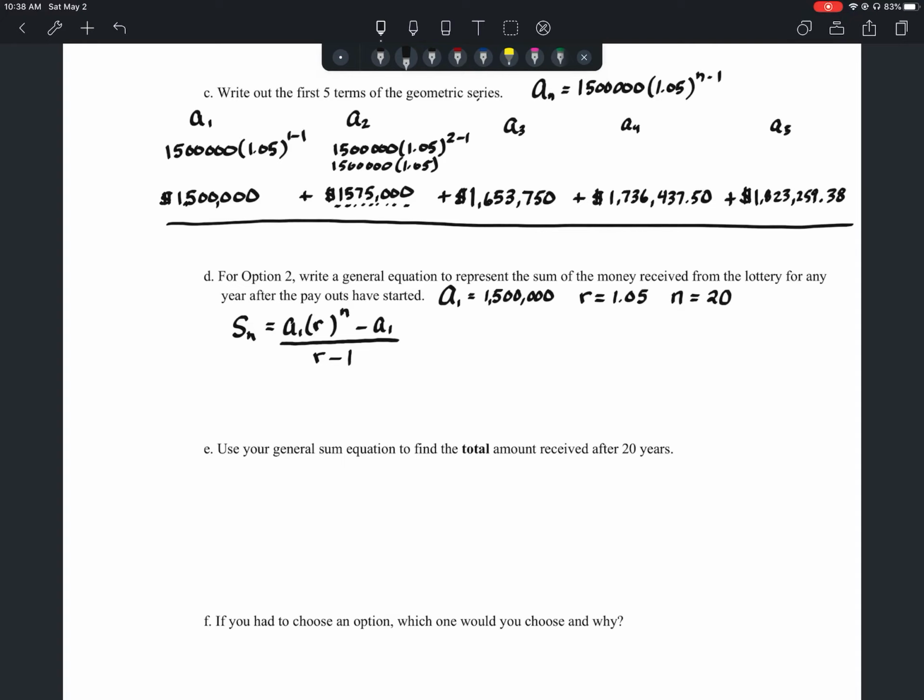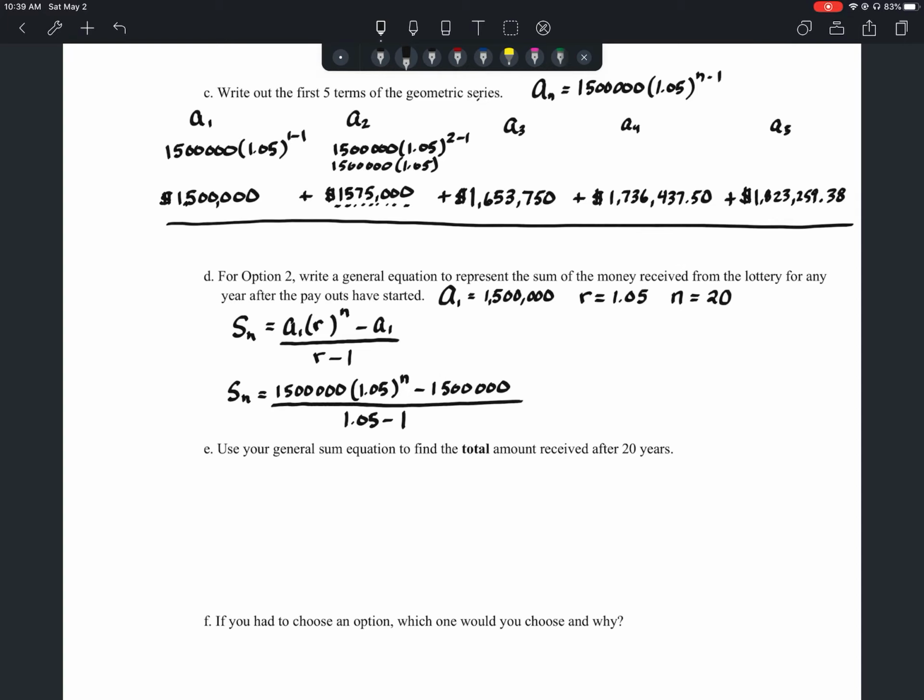So for this case here, we would say that S sub n would equal 1,500,000 times 1.05 raised to the power of n minus 1,500,000, divided by 1.05 minus 1. That is the equation they're looking for here. We can figure out how much money we have in the account by plugging in n, whatever year we're looking for. Okay, so that is our answer for D.